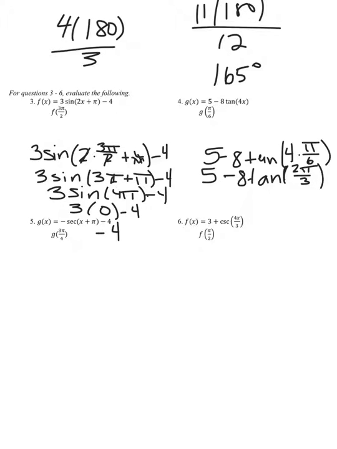So when you type this in, you can type the tangent of 2 pi over 3 right into your calculator, and you end up getting that negative 1.732 number. That's one of your special decimals, so you should know that that is negative square root of 3. So when you clean this up, you get 5 plus 8 times the square root of 3. There's nothing else I can do, and this is going to be the exact value.